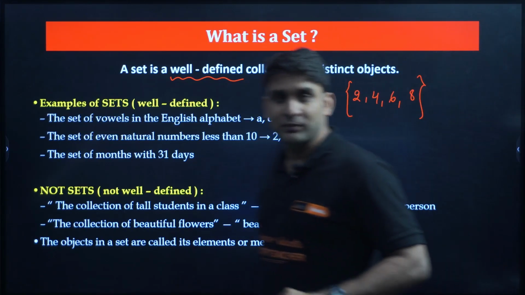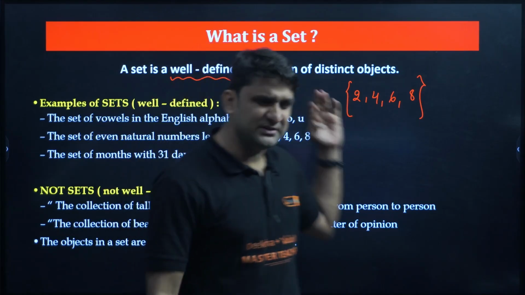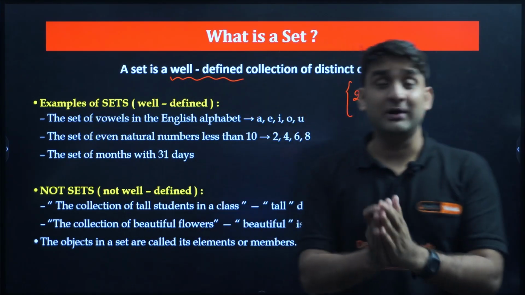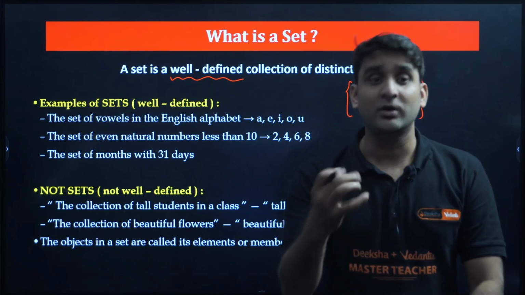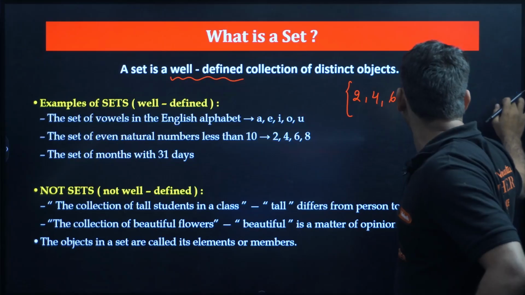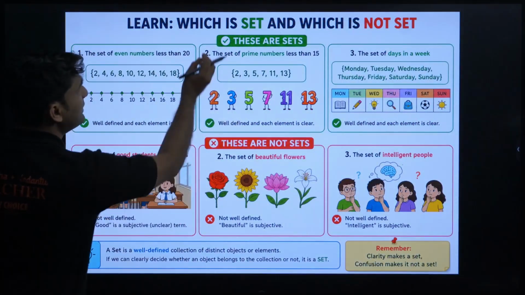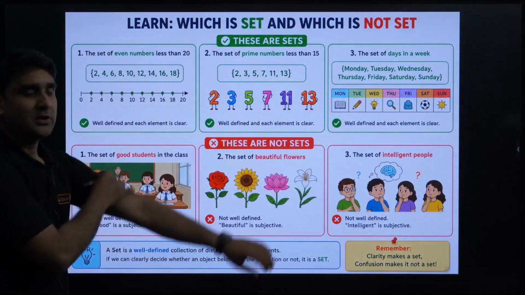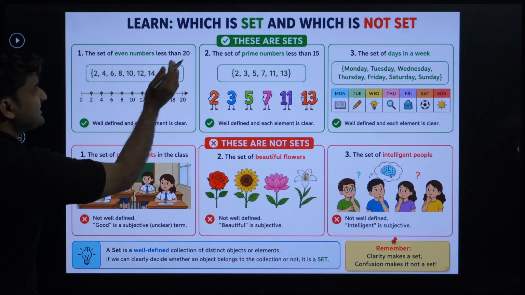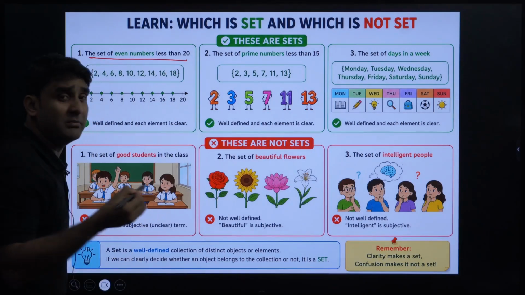Right everyone? Clear everyone? And we'll be talking about a lot of things about sets: infinite sets, finite sets, universal sets, a lot of things are there. So first of all, understand the basics about sets. What is a set? Basically a set is a well-defined collection of distinct objects. Let me clear this using this diagram. Look at the picture here, guys. Learn which is a set and which is not a set. The set of even numbers less than 20. This is possible because this is well defined.